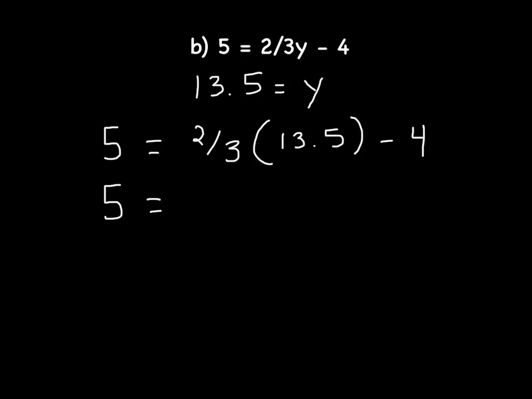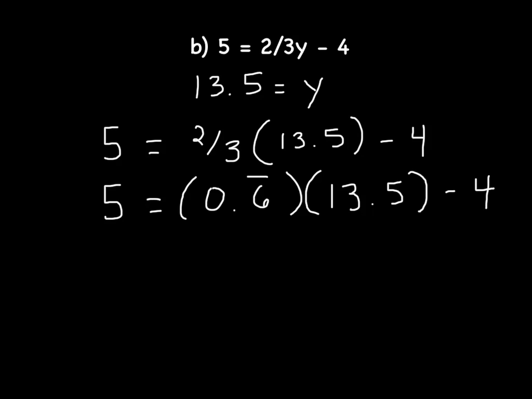So let's take a look at the right-hand side of the equation. 2/3 is difficult to multiply by 13.5 as we have it now. Let's convert it to a decimal. 2/3 as a decimal, we know, is 0.6 repeating. If we multiply 0.6 repeating by 13.5 and subtract 4, let's see what we get. 0.6 repeating multiplied by 13.5 actually gives us 8.9 repeating.